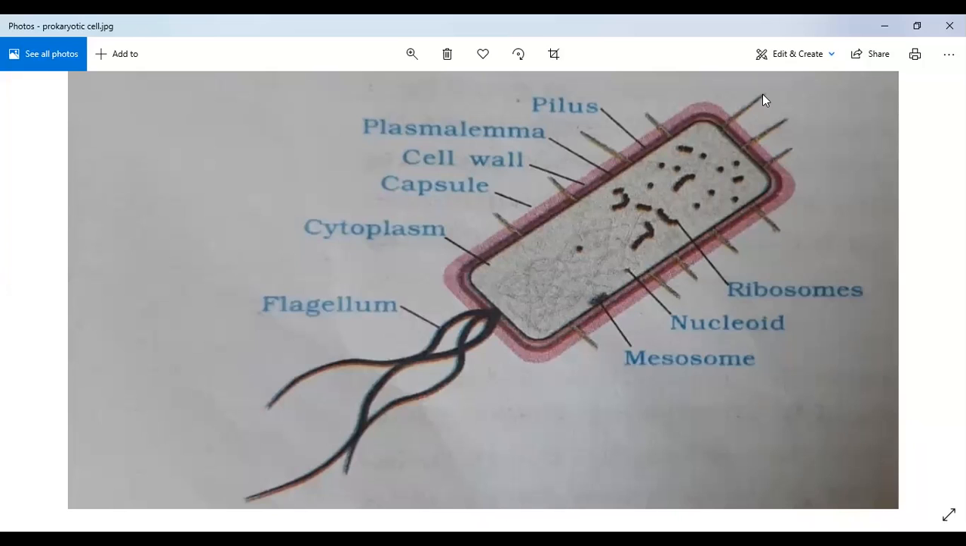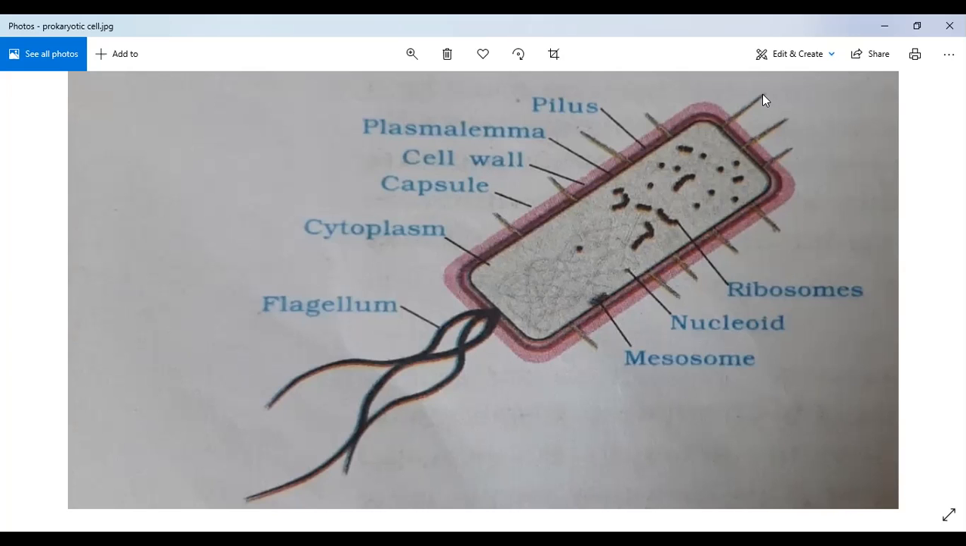Welcome to the session. In this session, we are going to discuss some interesting facts of the cell. As we know, the cell is the basic structural and functional unit of life. We also observe that all the cells of organisms can be classified into two types. They are prokaryotic cells and eukaryotic cells.